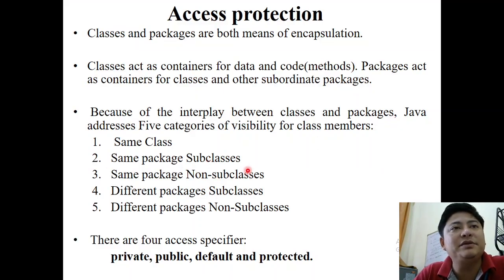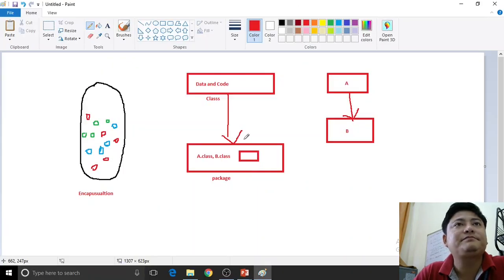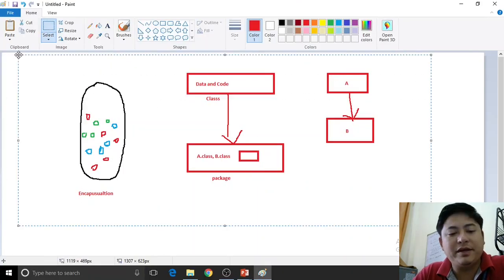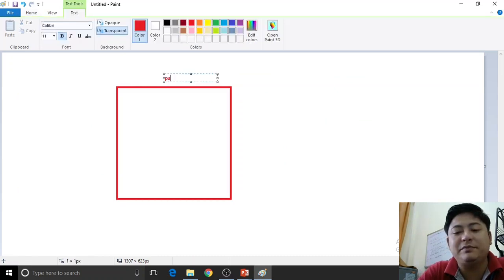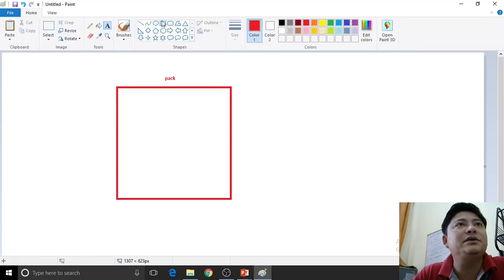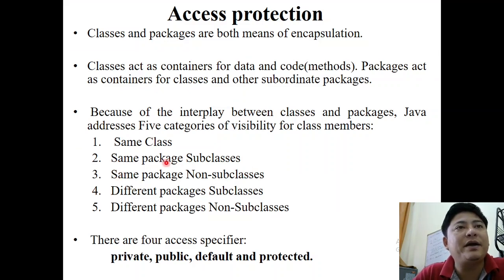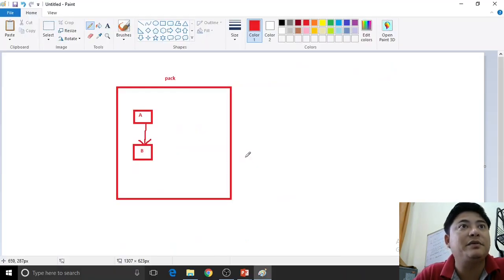So, same package subclass means there is a package, say for example the name of the package is pack. Inside the package there is a class A, and there is also a class B, and this class B has been derived from class A. That's what is meant by same package subclass. A and B are within the same package and B is the subclass of A.